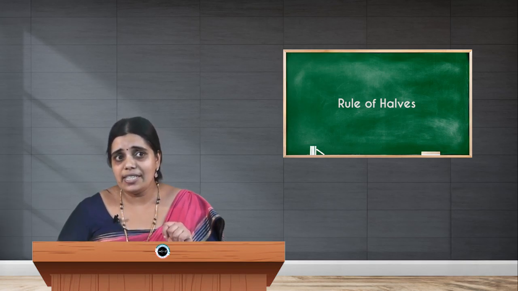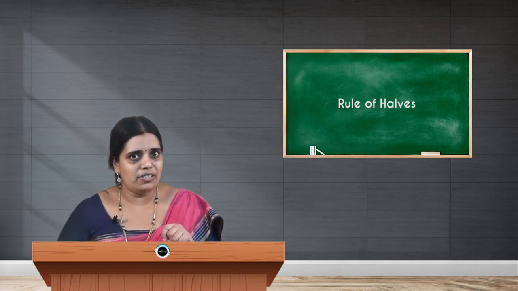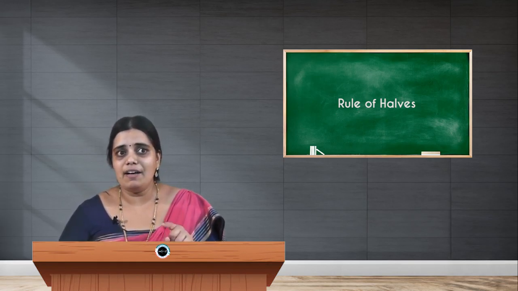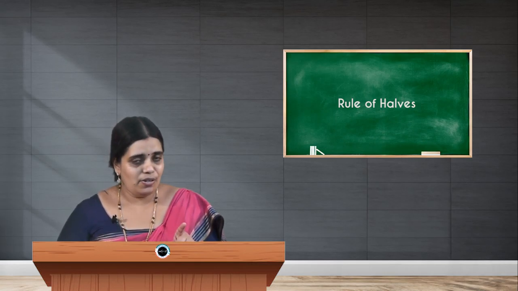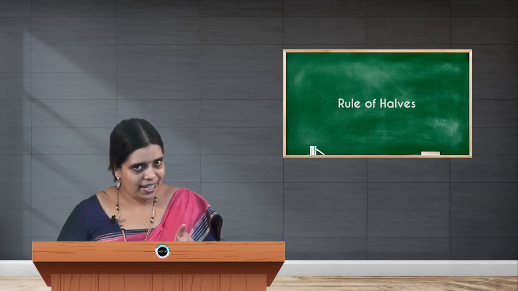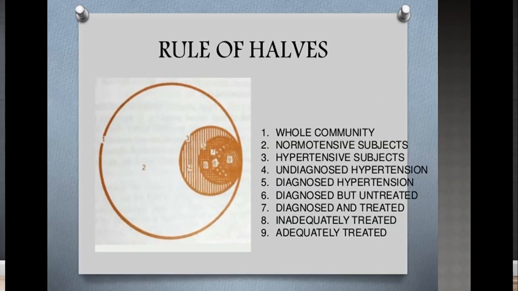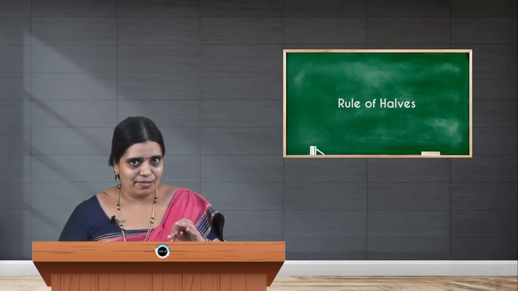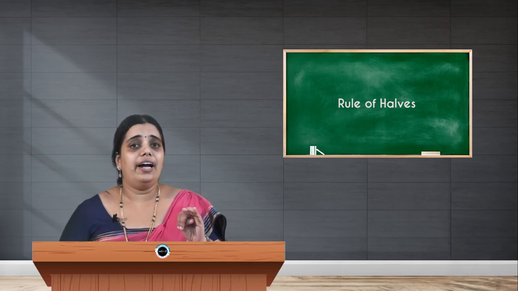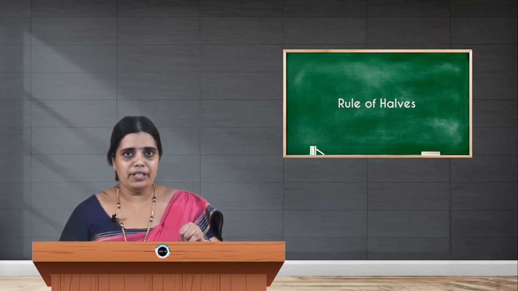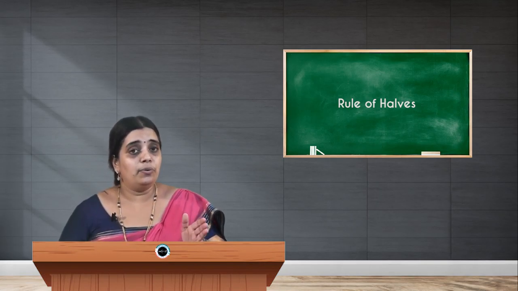Now, let's get inside the circle of treated cases of hypertension. So again, it is divided into 2 halves. What are these halves? Outer thing is, they are diagnosed cases of hypertension, they are treated cases of hypertension, but they are inadequately treated. Means they are getting some treatment, but not the prompt treatment yet. Now, what is this innermost circle? That is nothing but, they are diagnosed cases of hypertension, they are treated cases of hypertension. Yes, they are also adequately treated cases of hypertension. So this is nothing but rule of halves.